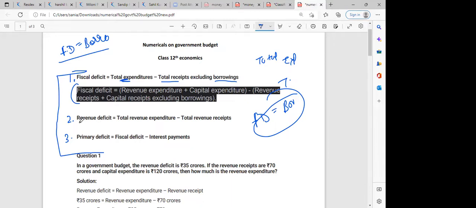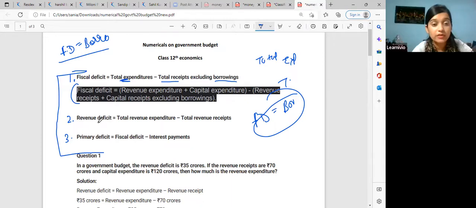Okay. Next one is revenue deficit. Revenue deficit is basically total revenue expenditure minus total revenue receipts. There are two components, receipt and expenditure, so the formula will be like that only. Revenue expenditure is how much you are spending, and revenue receipts are how much you are receiving. So basically these are two types.